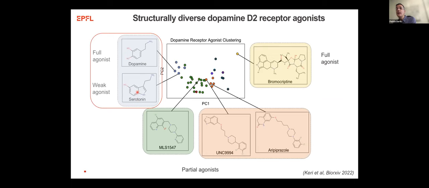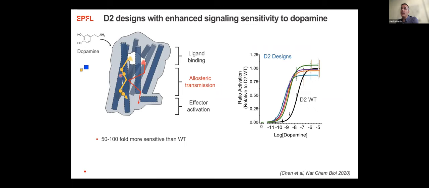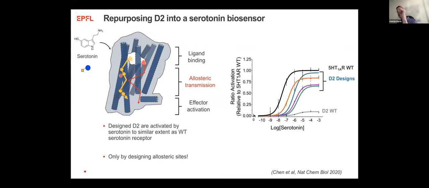So we performed in silico calculations. We basically scanned the entire allosteric transmission region of the GPCR for identifying alternative amino acid combinations. And we were able to identify a number of designs that showed up to 100-fold higher sensitivity than the wild type receptor for dopamine. When we started testing the same designs in response to serotonin, which is a very weak activator of dopamine receptors, you can see here that upon titration by serotonin, we have very little response coming out of the wild type D2.